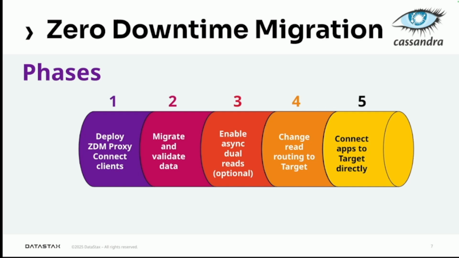And finally, step 5, once the migration is complete and we've done all of our validation, we're going to point the application directly at the target database, which, for our example, will be Astra DB. And then we can take down the ZDM proxies and we should be all done.